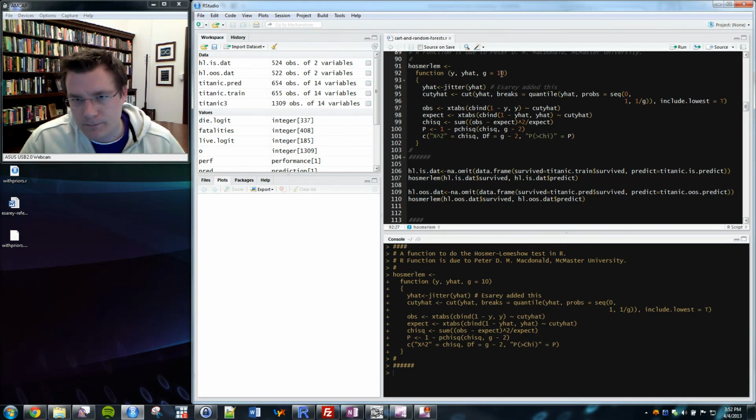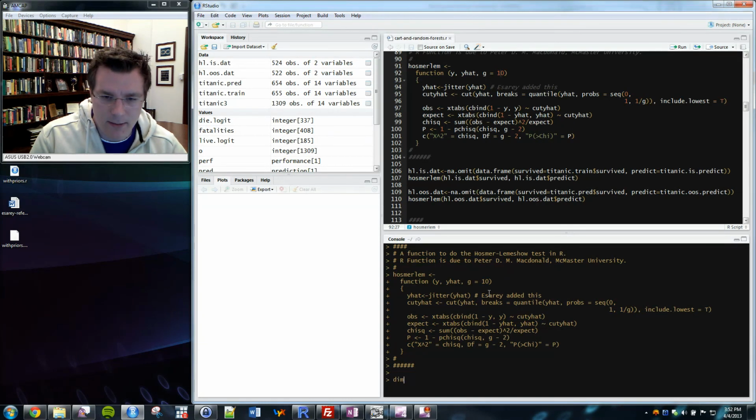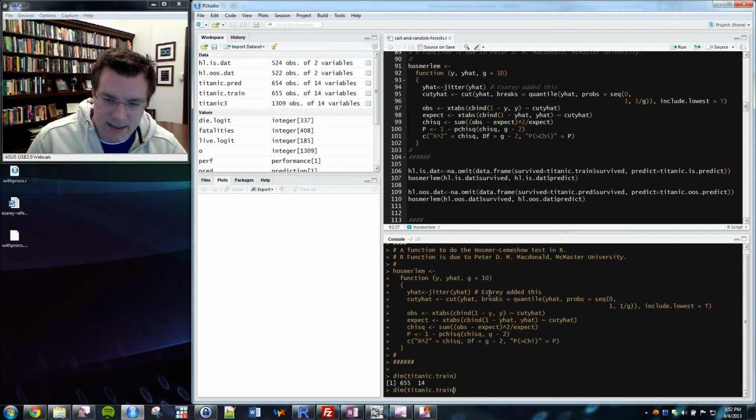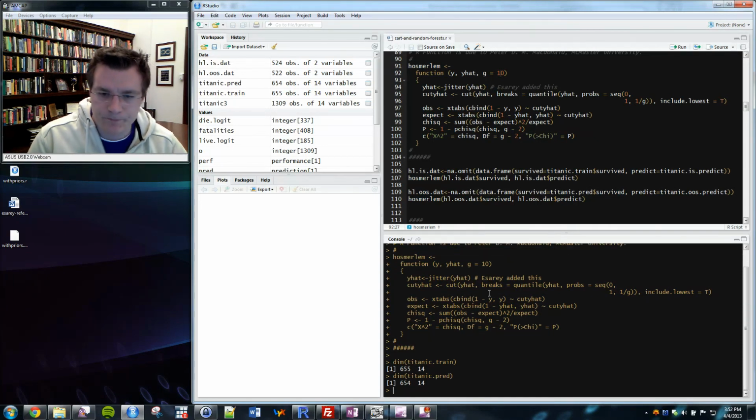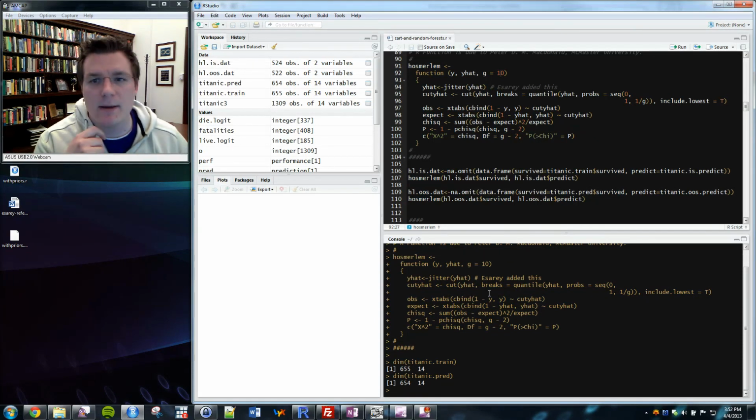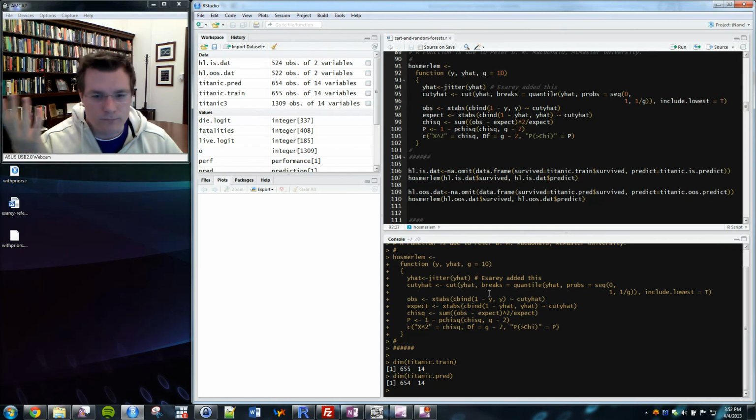And in our training and prediction data sets, we've got about 650 observations in each one. So we're looking at about 65 observations in each bin, since those bins are going to be more or less evenly spaced. And it'll do all the calculations for us, including telling us the chi-square statistic and the associated p-value with that chi-square statistic.